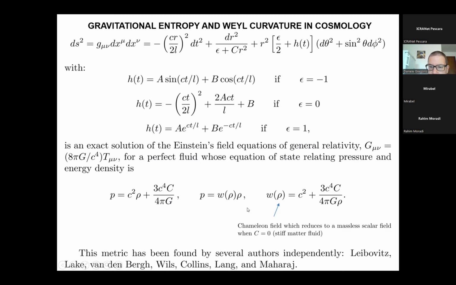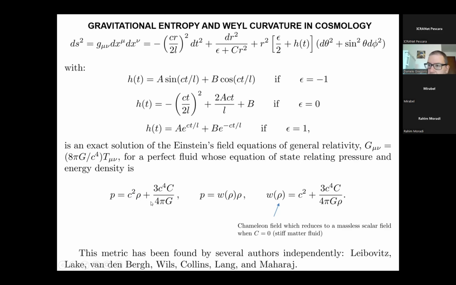So we have a sort of chameleon field, so the equation of state parameter depends on the background energy density, and it is a modification of the stiff equation of state. Because you see, we have P equal to rho plus a constant. And this constant C is called the Bag constant because it makes the pressure non-zero even when the energy density rho is zero. And this metric has been studied mathematically by several authors independently many years ago.